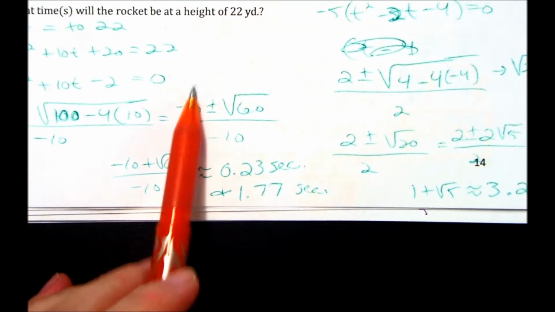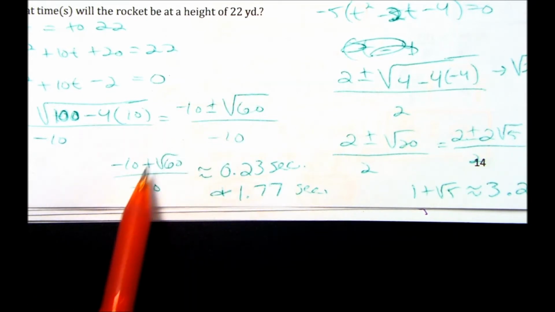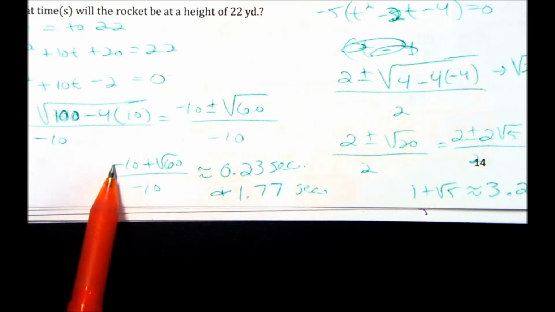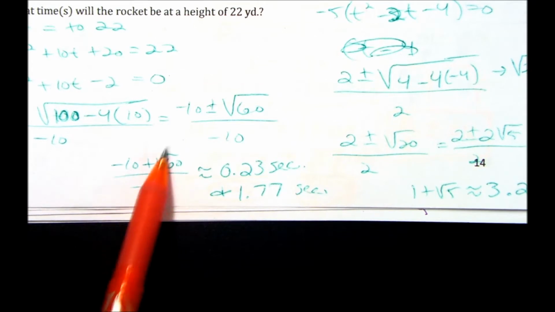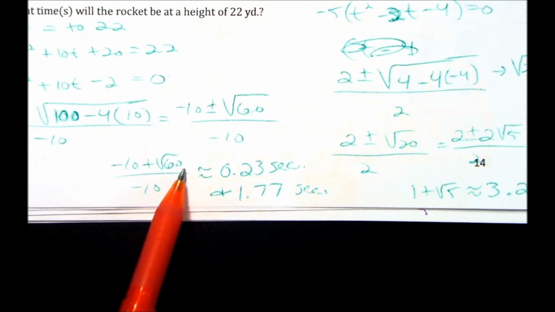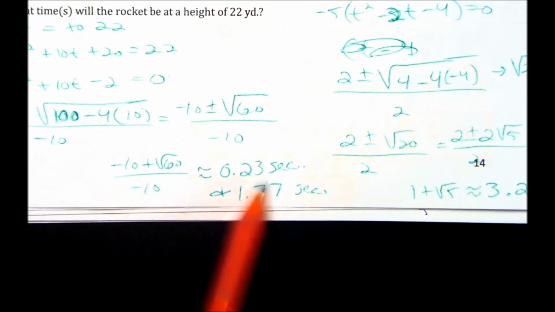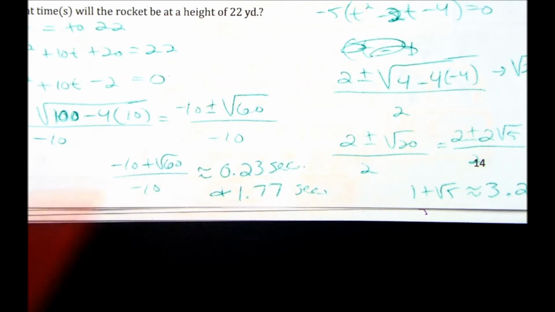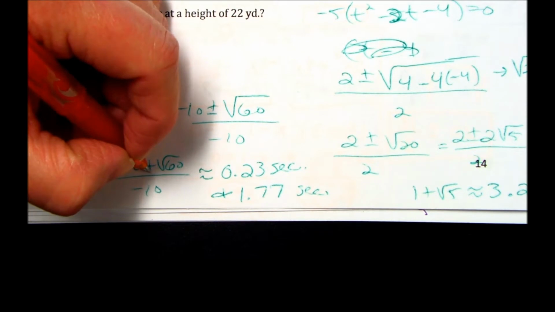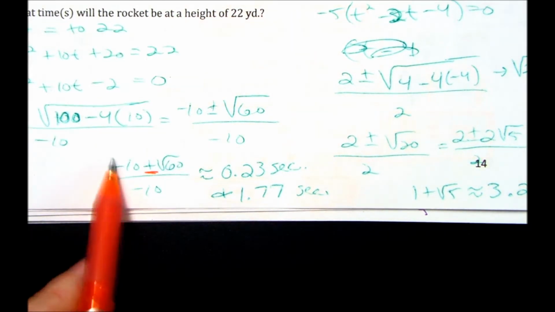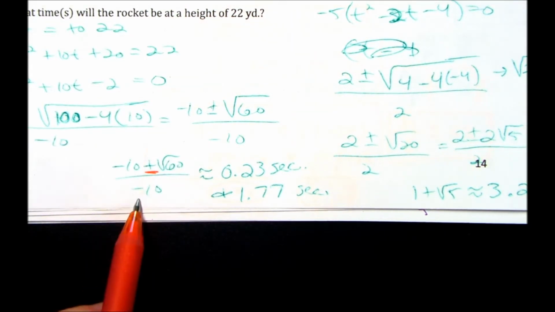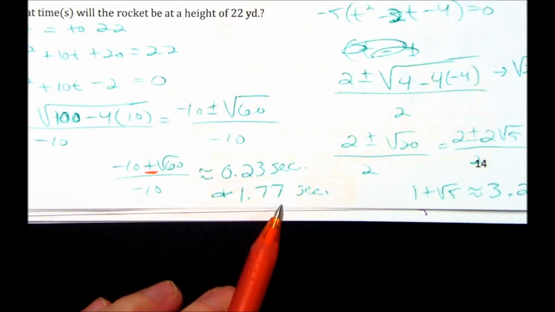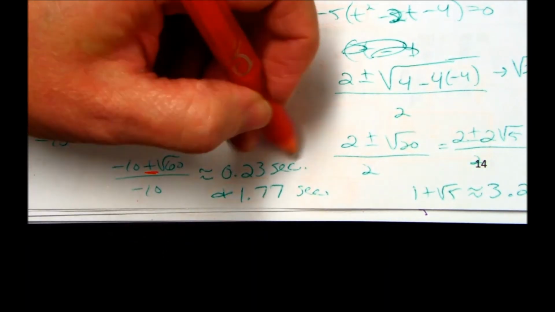when I got to this point, I took my calculator and I took negative 10 plus the square root of 60, hit your equals first, and then divide by negative 10, and I get 0.23 seconds. And then negative 10 minus the square root of 60 divided by negative 10 would equal a positive 1.77 seconds.